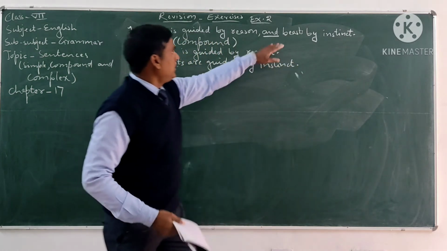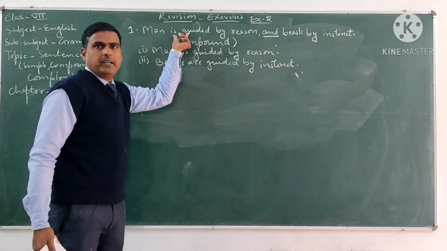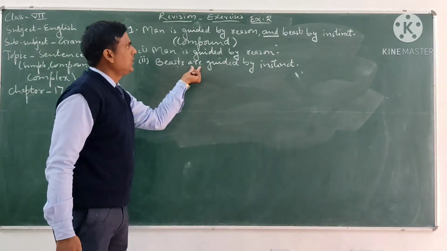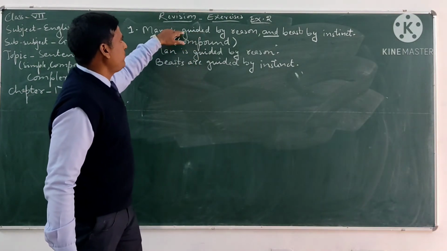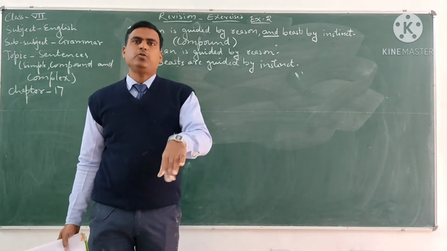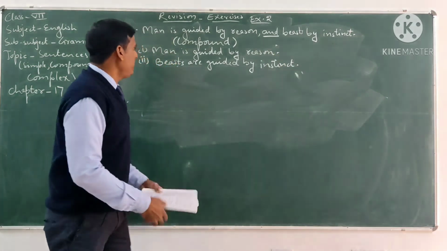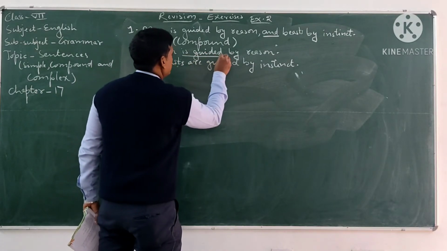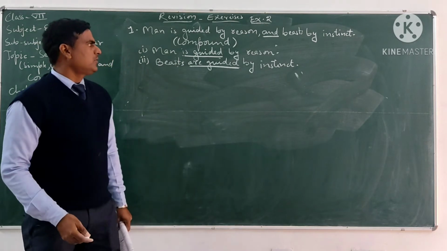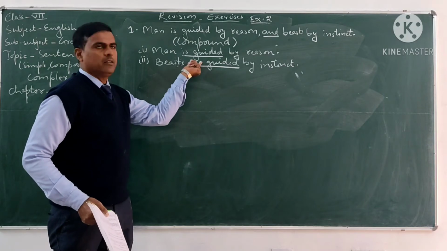Why? And beast by instinct, it means is guided by, but here the subject is plural, that's why we will use a plural verb. And we don't repeat the same thing if it is going to be repeated in the next class. If it is already used in the first class, we don't repeat the same thing in the second class. So this is used for both the classes. That's why we will also write here these verbs. But here the subject is plural, that's why we will write a plural verb.